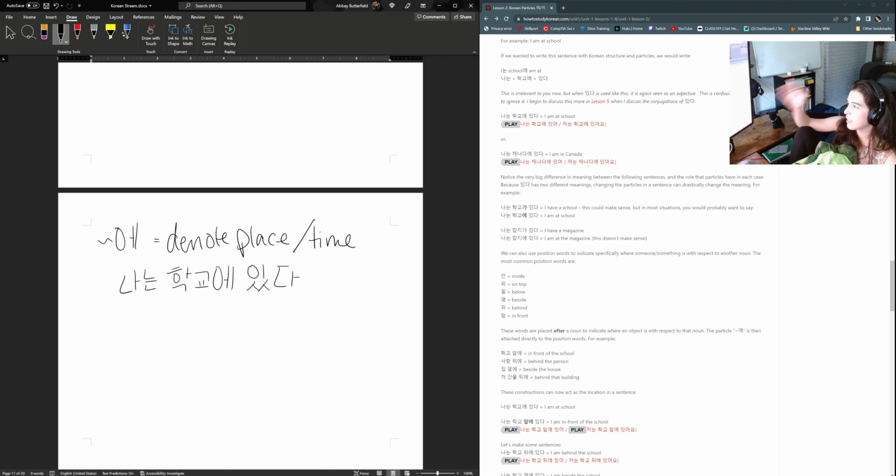Notice the big difference between the following sentences and the role that particles have in each case. Because ita has two different meanings, changing the particle in a sentence can drastically change the meaning. For example, I have a school or I am at school. So that's the difference between ga and e.